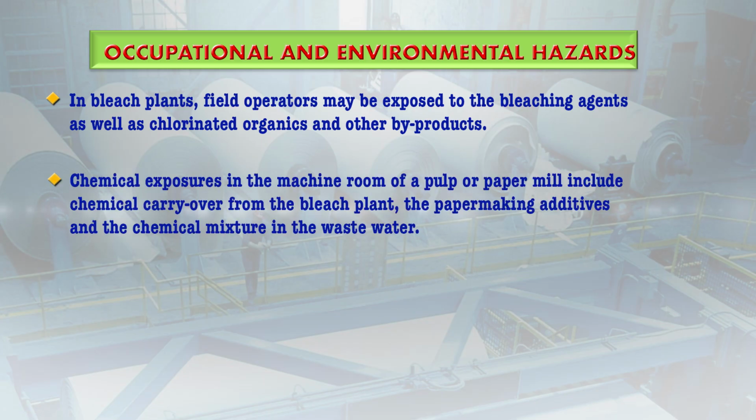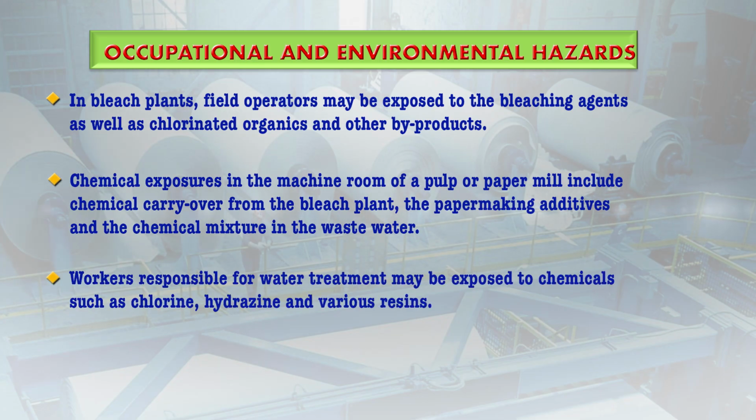The chemical exposures in the machine room of a pulp or paper mill include certain other chemical carryover from the bleach plant and also the papermaking additives and the chemical mixture in the wastewaters. Now the workers responsible for the water treatment can also be exposed to chemicals such as chlorine, hydrazine and also various types of resins.